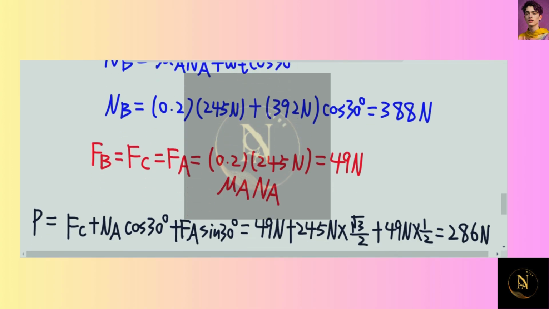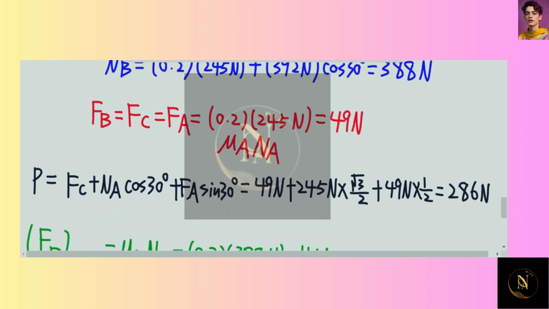Now remember, force P is equal to Fc plus Na cosine 30 degree plus Fa sine 30 degree. This will give us such an equation here. Eventually, with the calculation, we'll have force P equal to 286 Newton.